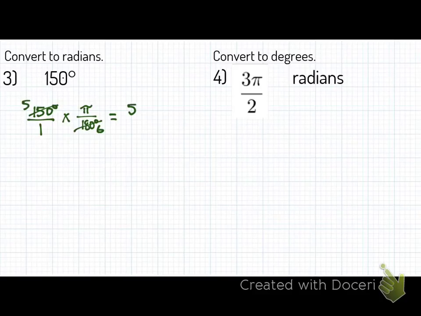Okay, so we multiply across. 5 times pi is 5 pi over 1 times 6 is 6, right? So it's 5 pi over 6 is your answer, okay? Because we know 1 pi is 180, right? So 5 pi over 6 is 5/6 of the way there. Does that make sense?